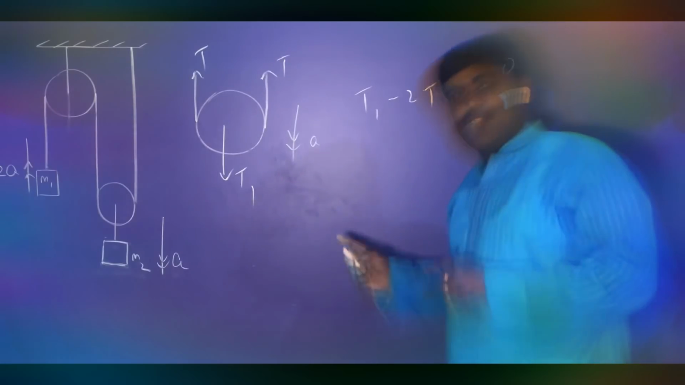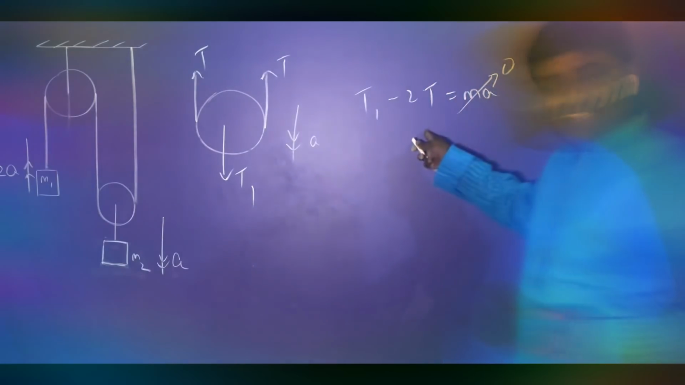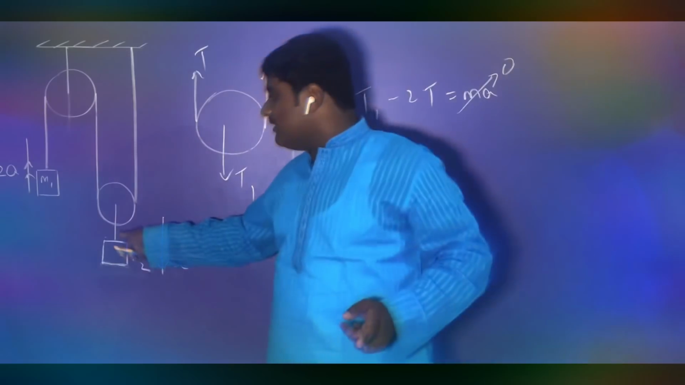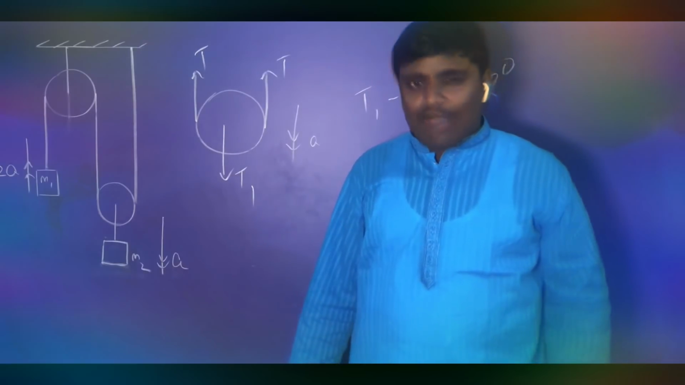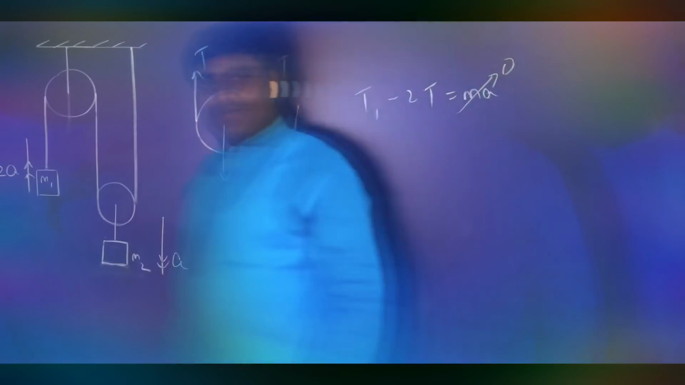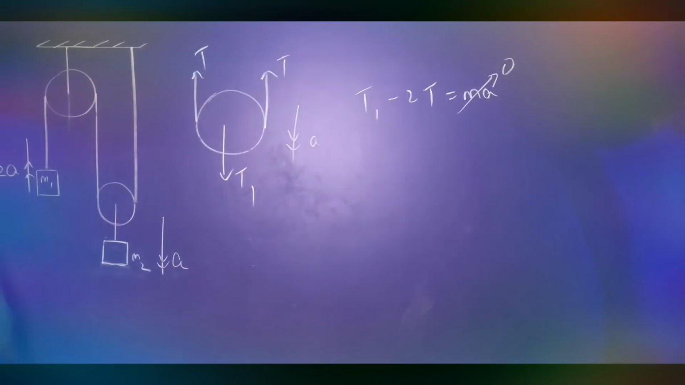So now we have three unknowns, three equations. One equation is T1 equals 2T. So here we have got tension is equal to twice the tension here. And the other two equations we are going to get from the FBD of M1, M2. Now we can solve this question. Let's solve it. So question is now pretty much simple. Let's solve it by drawing the free body diagram.